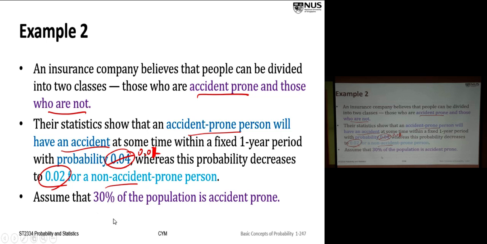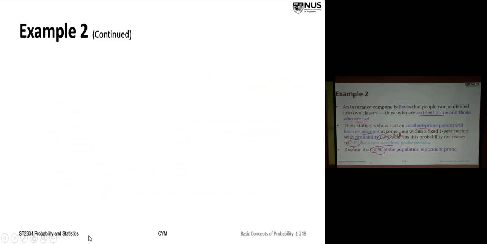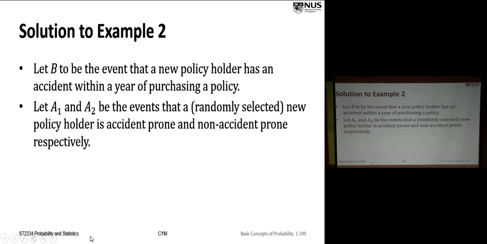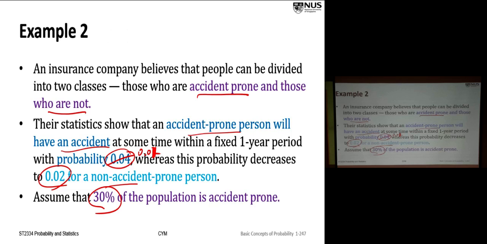All right, this is important. Now let me see what my events are. B is accident, A1 is accident-prone, A2 is the other group. Let me use A1 and A2, but A1 and A2 are complements of each other. So what we have here is the probability of having an accident given A1 is 0.04.